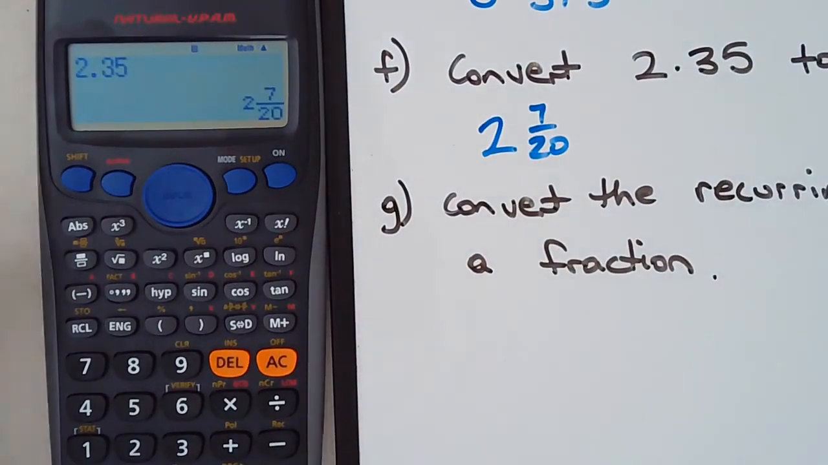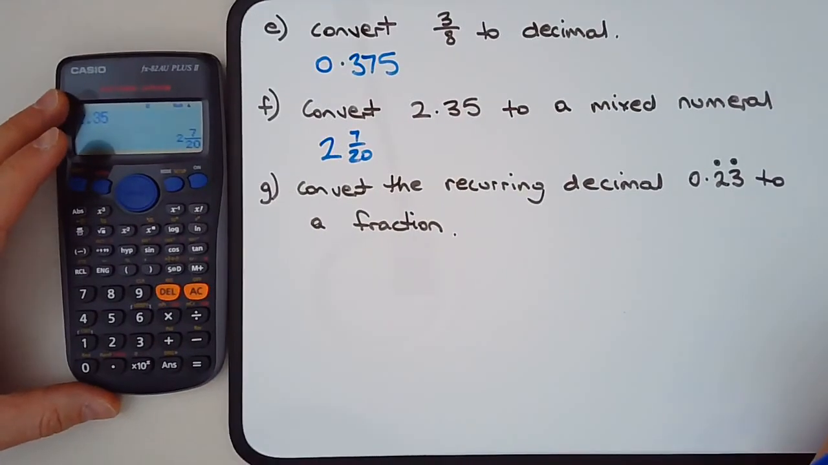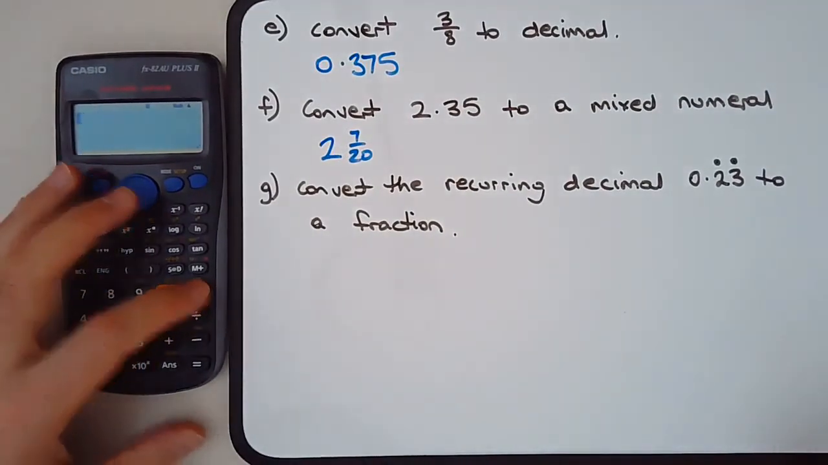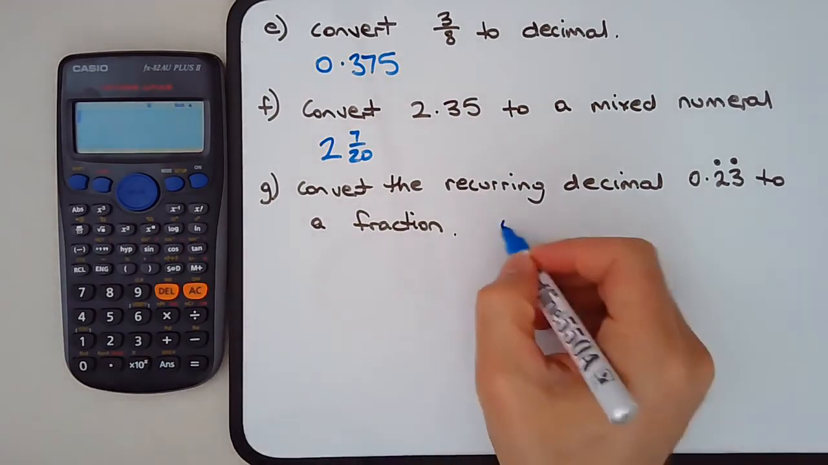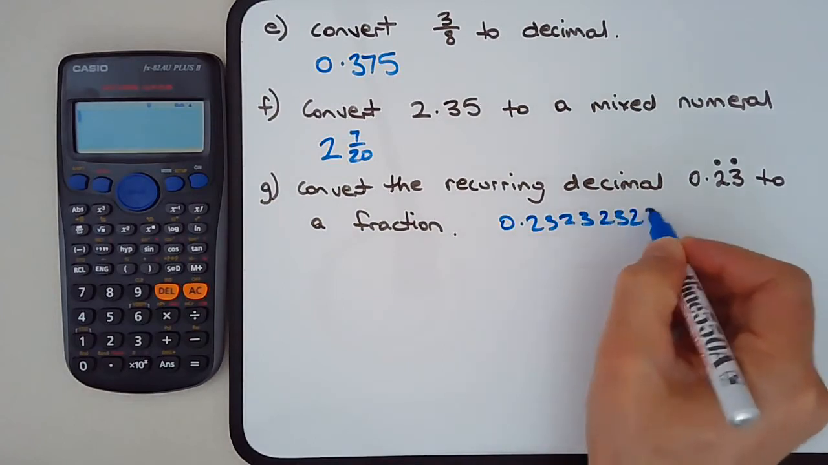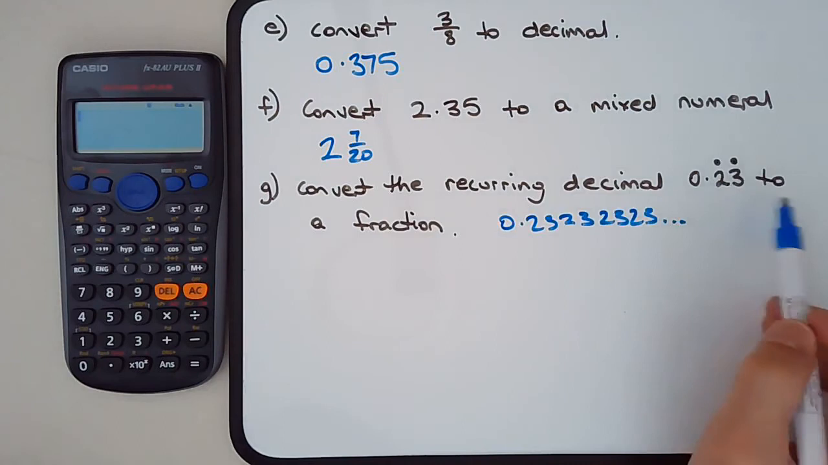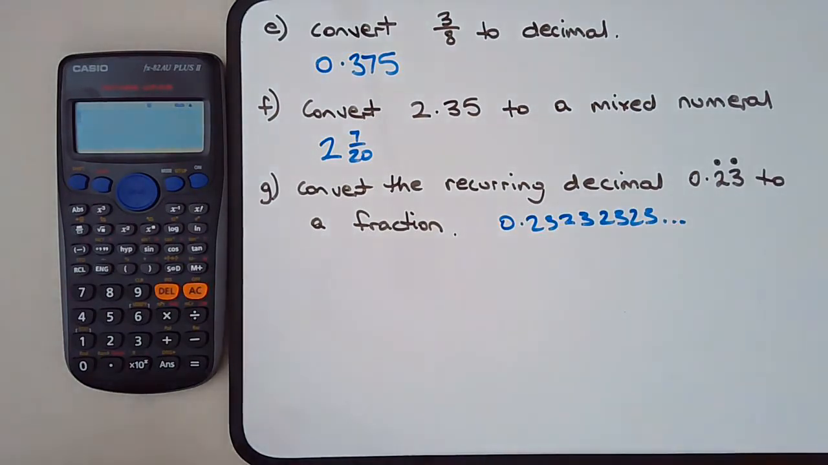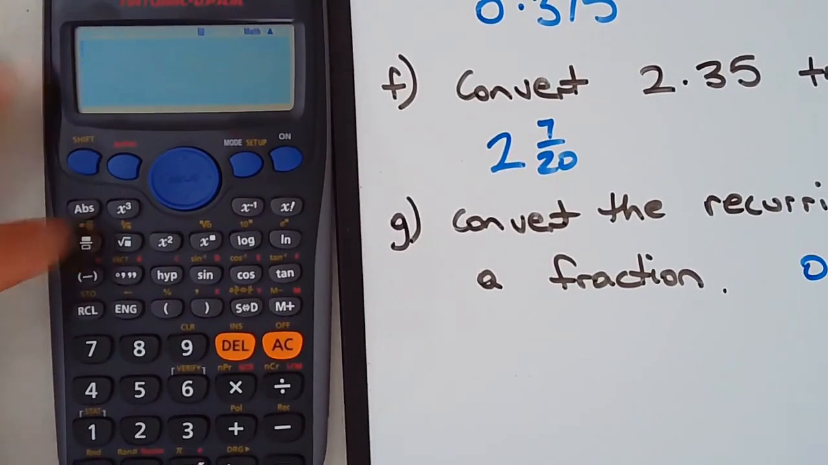And the last one involves a recurring decimal, and this is actually quite an interesting feature of these calculators, that they can handle recurring decimals. 0.23 recurring, convert that into a fraction. Now 0.23 recurring is just 0.23, 23, 23, 23, and so on. That's what the dots mean. It just means that the digits are repeated. You can in fact type it into the calculator and just repeat it a few times.